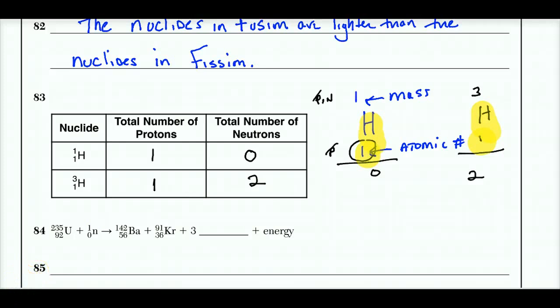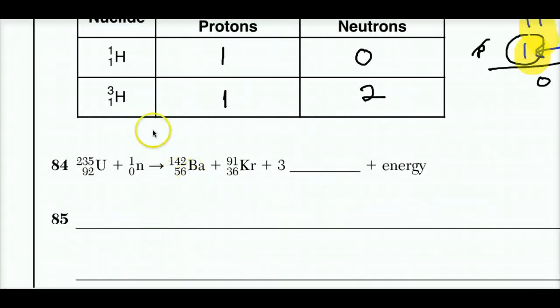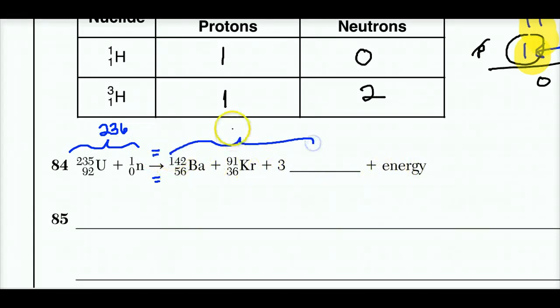Number 84. Number 84, complete the nuclear equation in your answer booklet for the fission of uranium-235 by writing notation of the missing product. Let's go there. Okay, well, we have to have conservation of mass and conservation of charge. So, the total mass number, all the top numbers here, 235 plus 1 is 236. Okay, this has to be 236 on this side. Okay, so if you think with me for a second, we have 142, so this whole thing has to be 236.